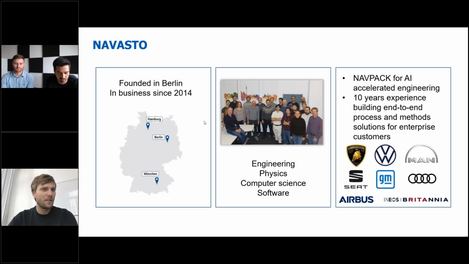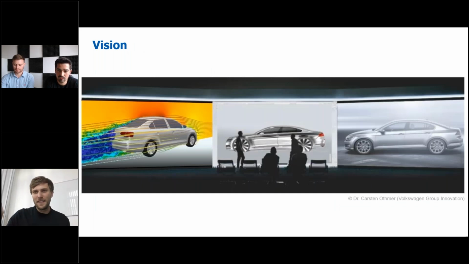And the company Navasto was founded in 2014 by 2 engineers, and now we are over 20 people from the fields of engineering, physics, computer science, software development. And within these 10 years, we worked a lot in process and method development and computer-aided engineering, and we saw the growing potential of how these engineering processes really can benefit from the use of machine learning functionalities. And that's why we developed this API, NavPack. It's like a library for all the functionalities you need if you really want to use AI to do what you want to do, just faster and maybe a bit better.